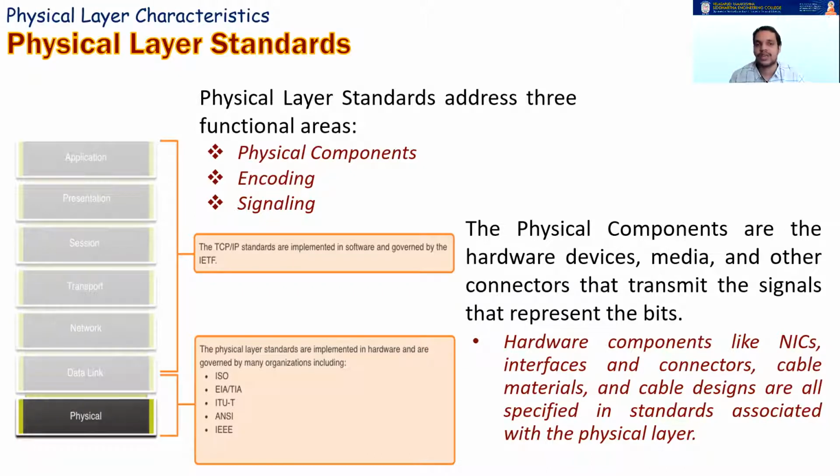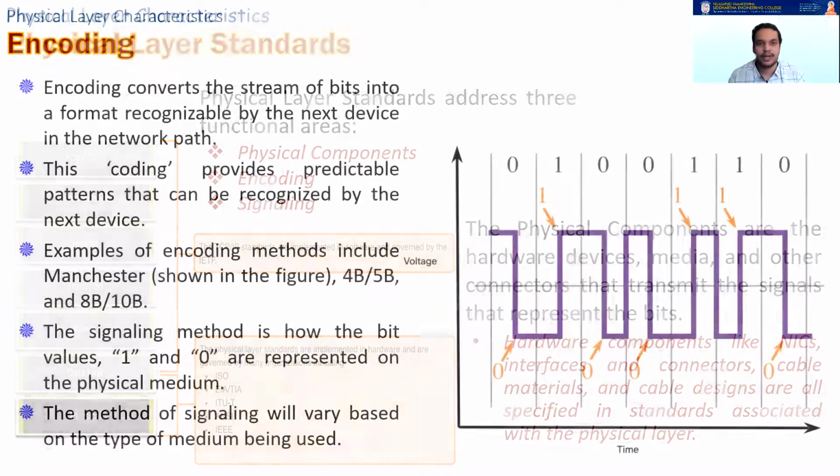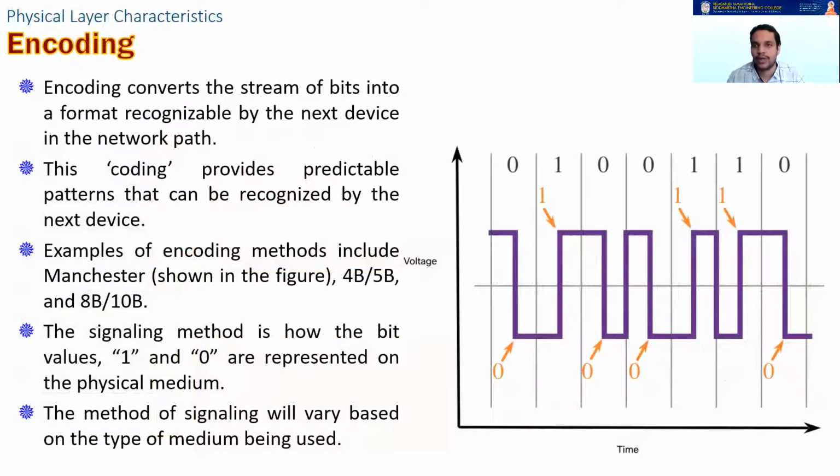The first functional area of the physical layer is your physical components. We will be looking at the different types of cables and connectors in a few minutes. All of those things, the cables, connectors, devices, media, come under the physical components part of your physical layer. Whereas the encoding scheme, as I told you earlier, converts the stream of bits into a format recognizable by the next device in the network path. The coding provides predictable patterns that can be recognized by the next device.